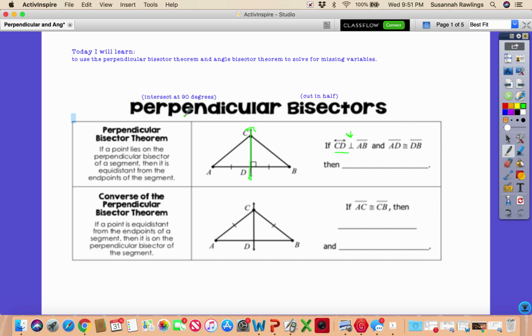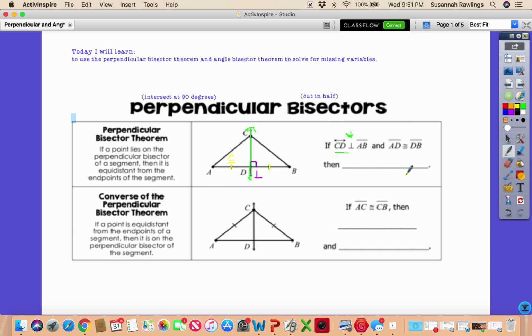So once we know this is a perpendicular bisector, we can figure that out by the right angle. I'm going to highlight that as well. So that tells me perpendicular. I'm just going to do that little symbol there. And then my congruent marks tell me that it is bisecting or splitting in half. Okay, so that tells me the congruent segments, if you can even see that symbol there.